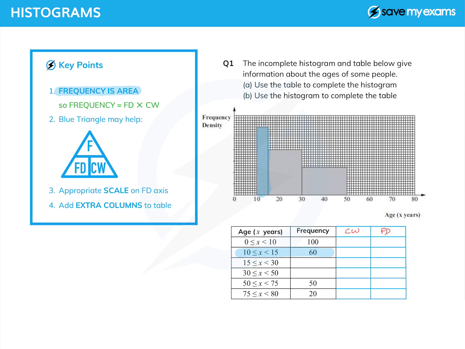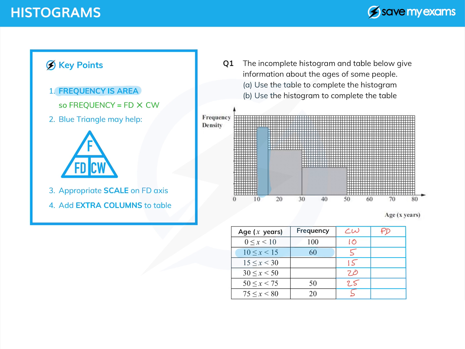Class widths are easy. 0 to 10 is just 10. 10 to 15, well, we just do 15 minus 10 and get 5. 15 to 30, 30 minus 15 is 15. 50 minus 30 is 20. 75 minus 50 is 25. And 80 minus 75 is 5. So lots of different class widths. Lots of rectangles of different widths will be on the graph.